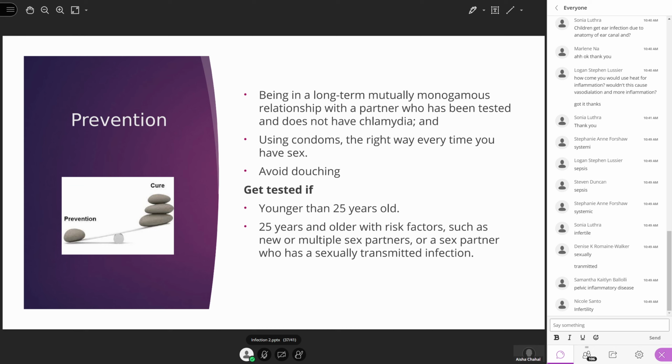Prevention, again, so important on our part, right? The education, the preventive measures, being in a monogamous relationship with one partner, it can be a preventive measure. Using condoms the right way, in which it's supposed to be. Avoid douching. Douching can let bacteria get entry into the reproductive system. So that's why it has to be avoided.